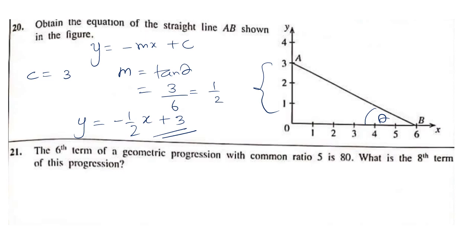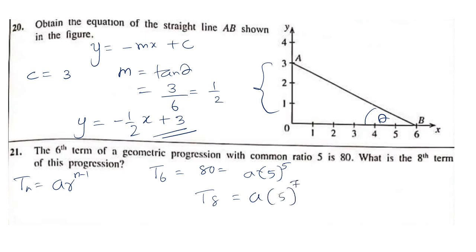The sixth term of a geometric progression with common ratio 5 is 80. What is the eighth term of this progression? You know, Tn is equal to A R to the n minus 1, right? Therefore, you can take T6, which is equal to 80 is equal to A into 5 to the power of 6 minus 1, which is 5, right? Then what is the eighth term? Eighth term is T8 is equal to A into 5 to the power 7.